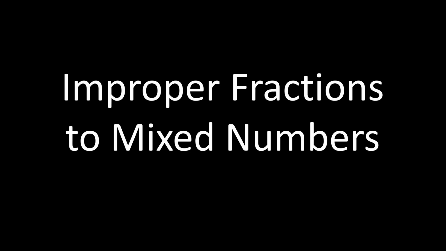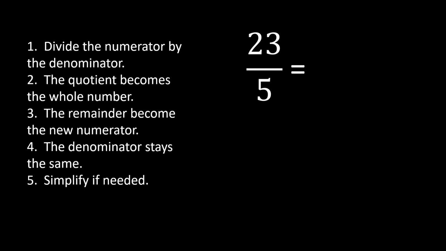Now let's look at how to change improper fractions to mixed numbers. In this example, we have 23/5, and we're going to change it to a mixed number. We do that by dividing our numerator by the denominator. So the numerator is 23, so we're going to put that on the inside, and we're going to divide it by our denominator of 5.